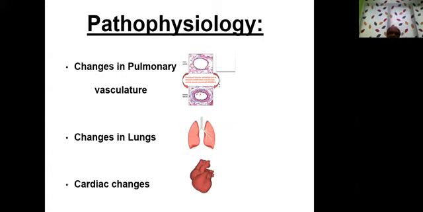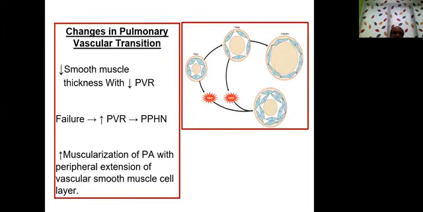Now, when you come to the pathophysiology, the changes happen predominantly in the pulmonary vasculature. The changes can be in the lung, and these two contributing factors can also cause some changes in the cardiac cycle. What happens in the pulmonary vascular bed is more of the smooth muscle thickness. We all know that as the smooth muscle thickness increases, there is going to be increased PVR.